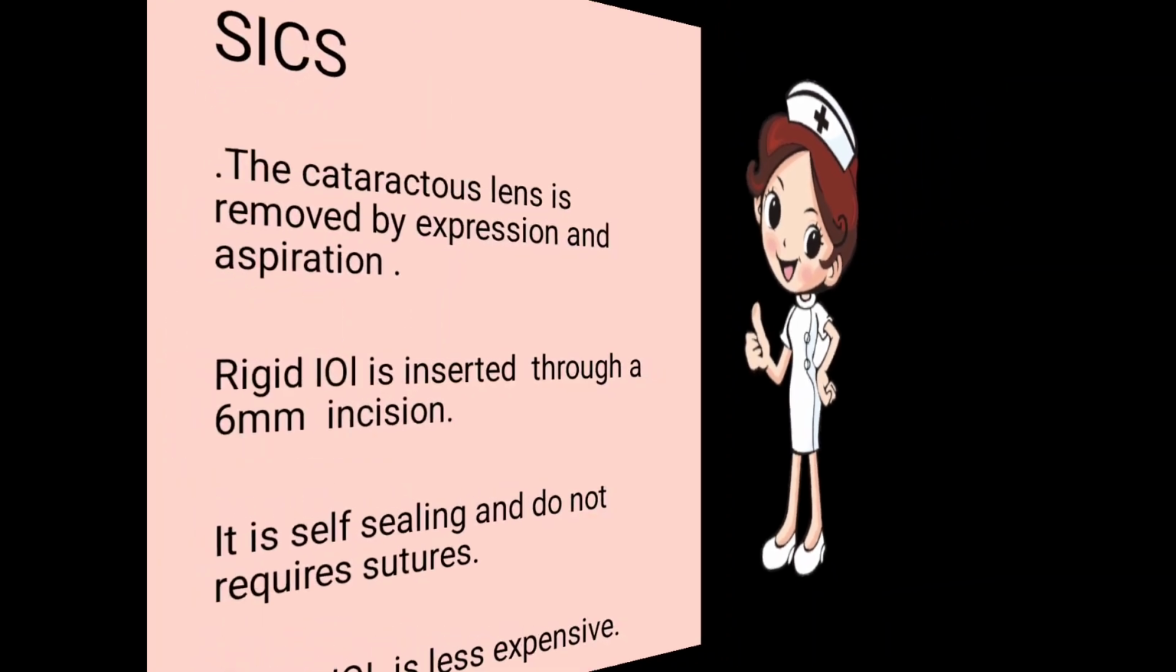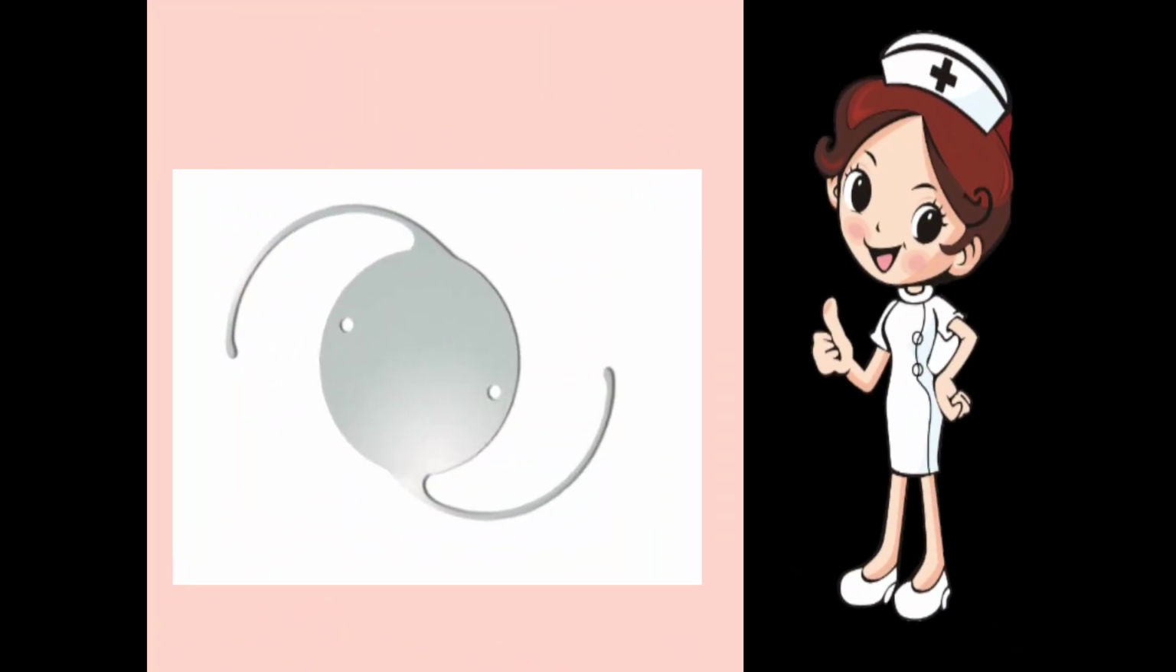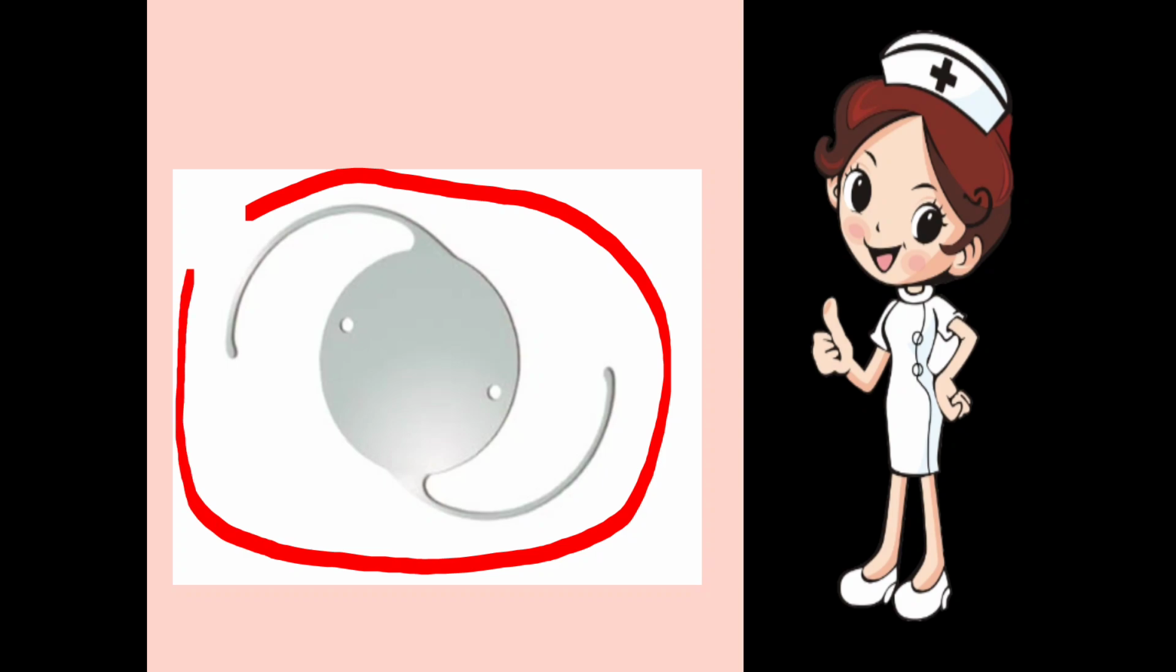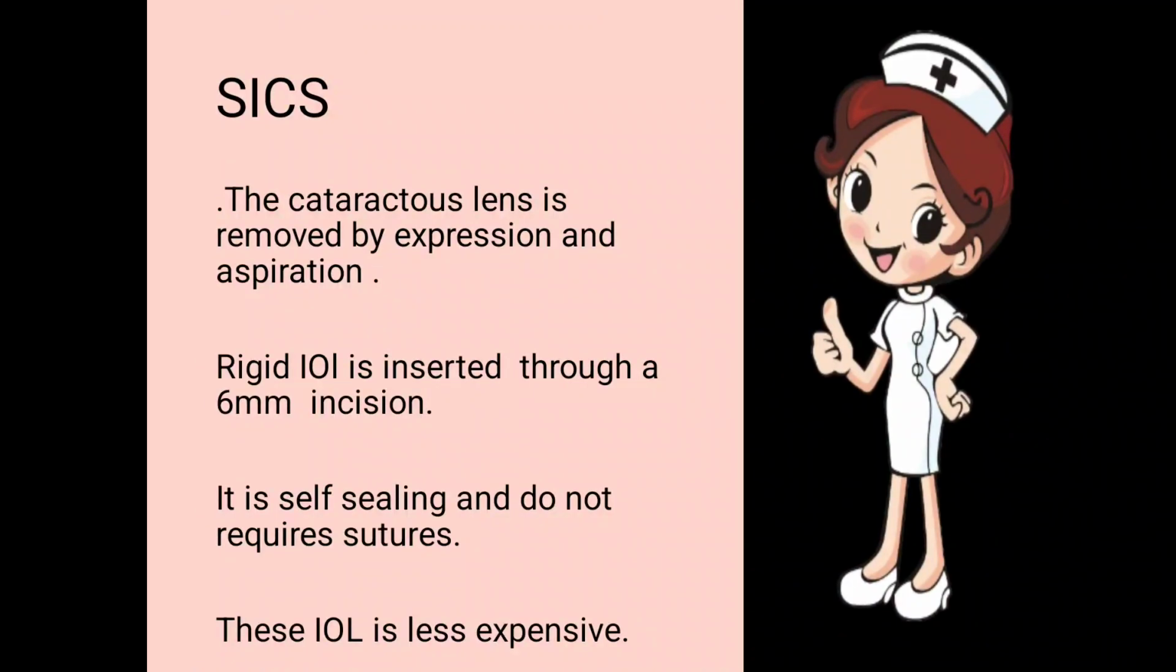And the next method is small incision cataract surgery, which is SICS. In this case, the cataractous lens is removed by expression and aspiration. In this case, a rigid IOL is inserted. In case of rigid IOL, we don't have the option to fold it. It is an unfoldable lens, so we have to insert it directly inside the eye, due to which we have to give a big incision of about 6 mm. Next, it is self-sealing and does not require any kind of sutures. The incision which we give is self-sealing. It gets sealed by itself and doesn't require any sutures. These IOLs are less expensive.